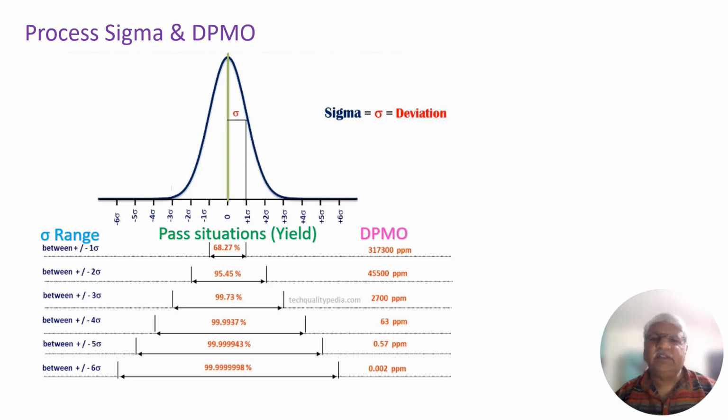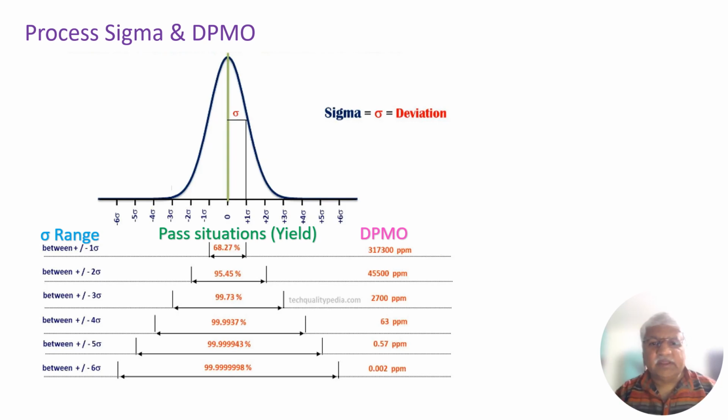So we need to evaluate what Six Sigma is and when it translates to 3.4 parts per million. Okay, so if you see here, Six Sigma corresponds to the past situations which are related to a DPMO of 0.002. So this is the actual DPMO value, 0.002, as seen here.